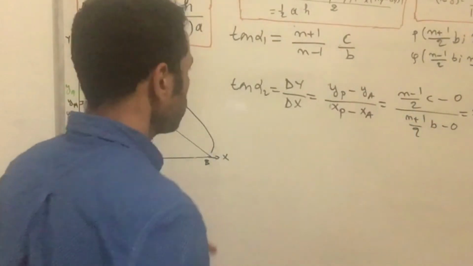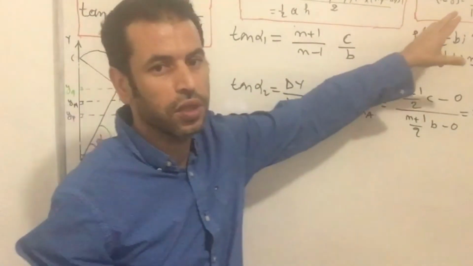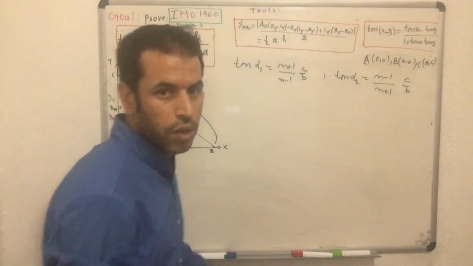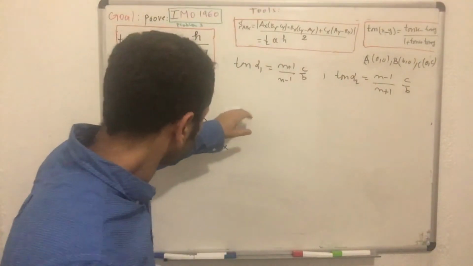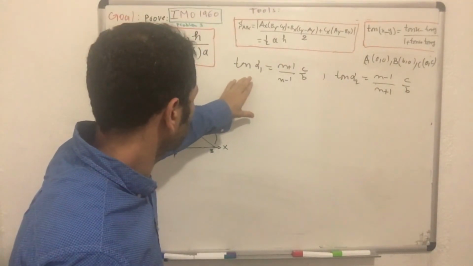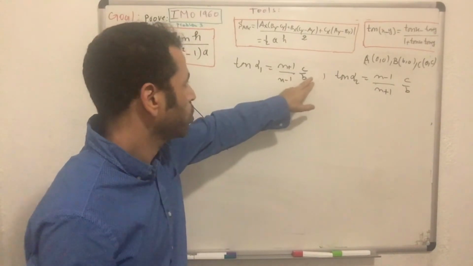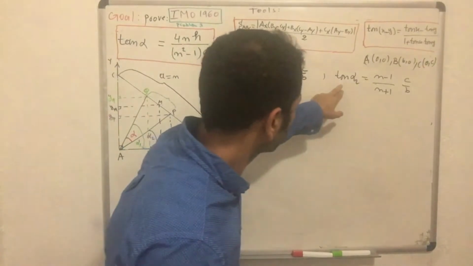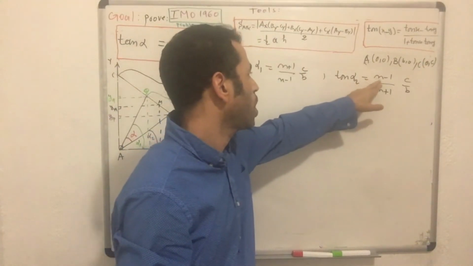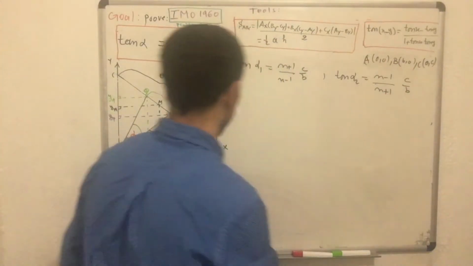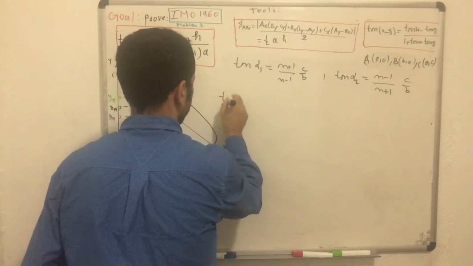Okay, now let's plug in our expression here. Now in this step, as we know, we already calculated tangent alpha 1 equal to (n plus 1) over (n minus 1) multiplied by c over b. We also know tangent alpha 2 equals (n minus 1) over (n plus 1) multiplied by c over b. Okay, let's now calculate tangent alpha.